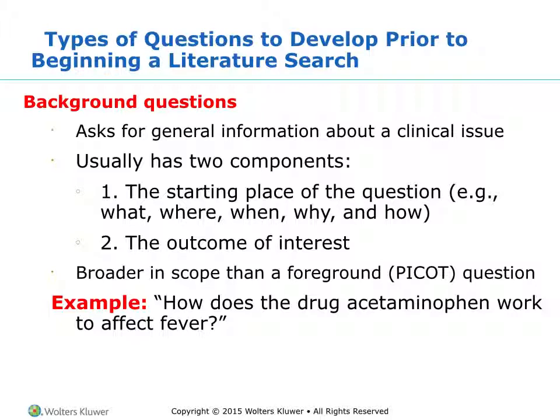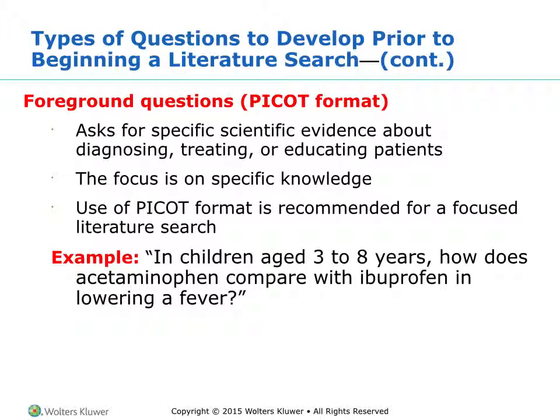Background questions really provide general information, and background questions are not specific enough for you to search the literature to find information on. You can start there, but you're not going to be able to find evidence to answer a question enough to change practice with just a background question. What you need to do is hone your question down to be more specific. And when you do that, you've now developed a foreground question. And a question that's in PICO format is a foreground question.